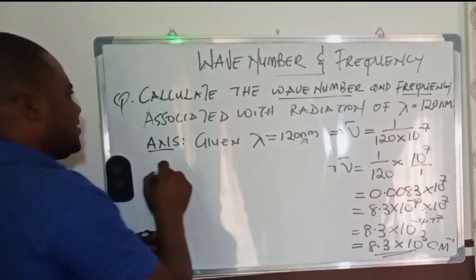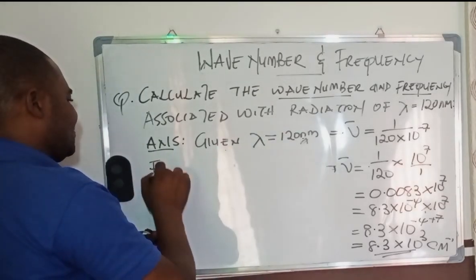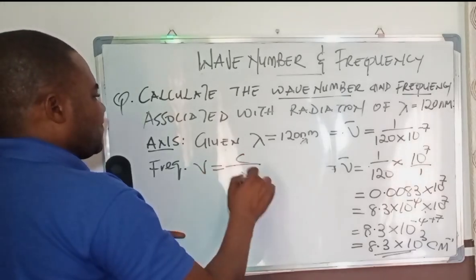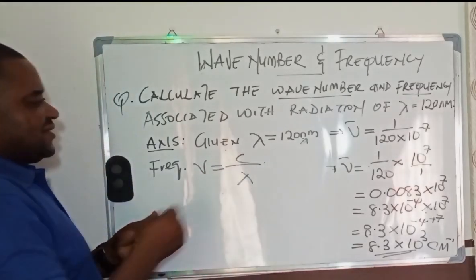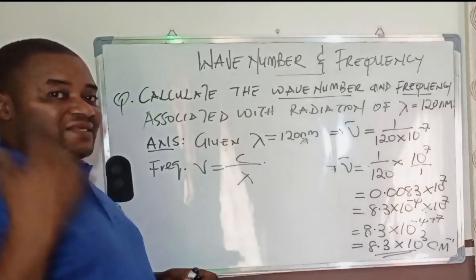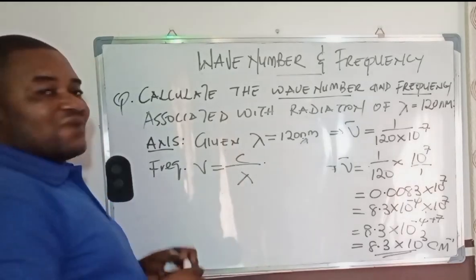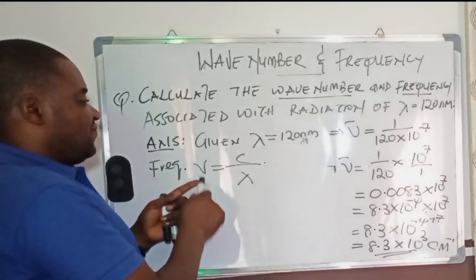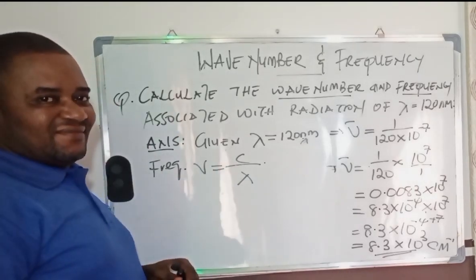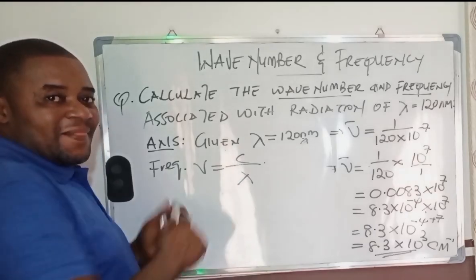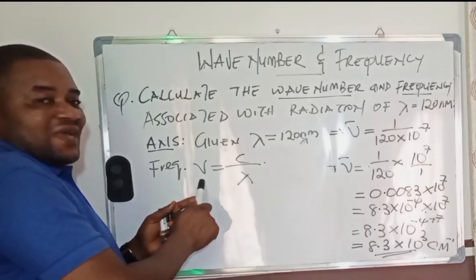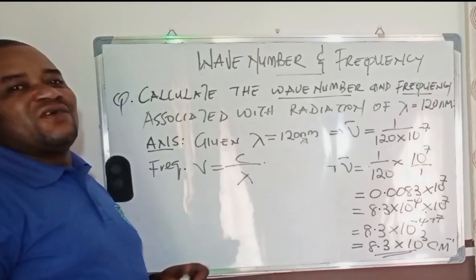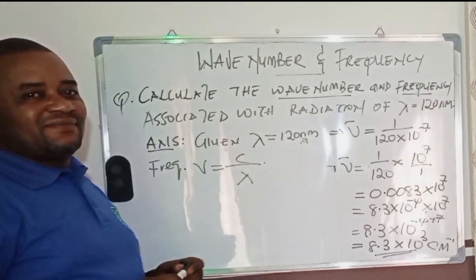Now, frequency, which is the second one, frequency, which is V, is equal to C over lambda. Do not forget that this equation was discussed earlier, and this equation was where we got that the speed of light C is equal to V times lambda. So if the frequency is speed of light over lambda, what did we say is the value for the speed of light, which is a constant?